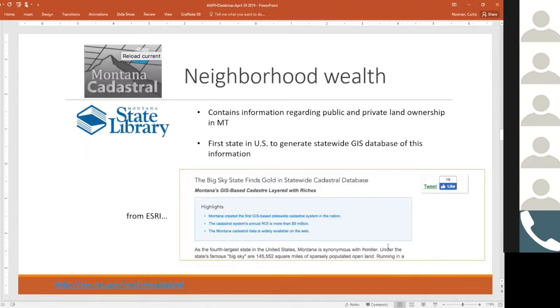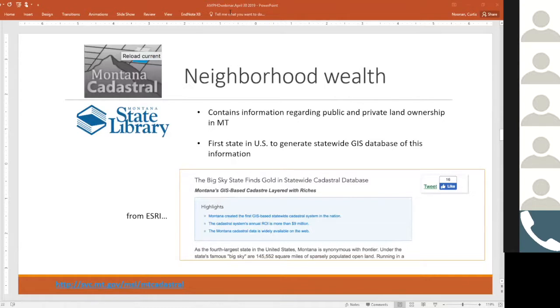So I promised that I was going to show you a little bit more information about this Montana Cadastral. It's a really amazing data set. And in fact, Montana is the first state to have generated a GIS database of this type of information. This is housing value information, which, as you can imagine, is used primarily for assessing taxes. But I'm just going to show you this website because it's pretty cool.